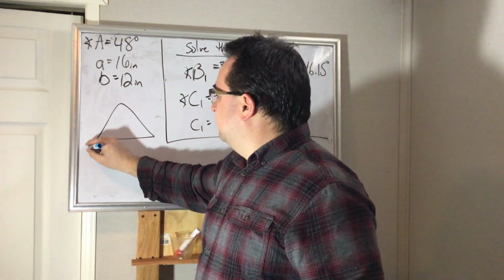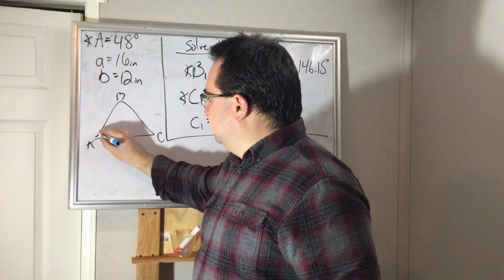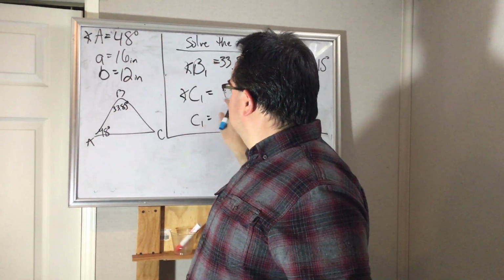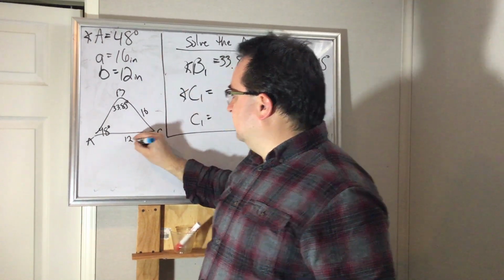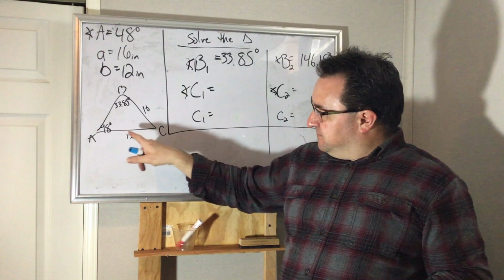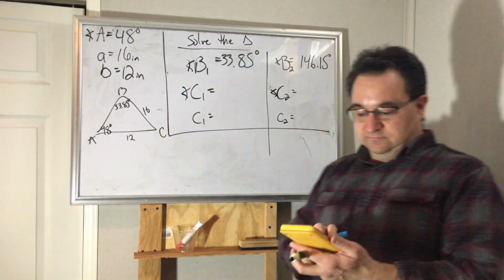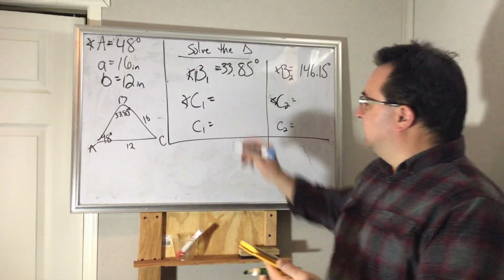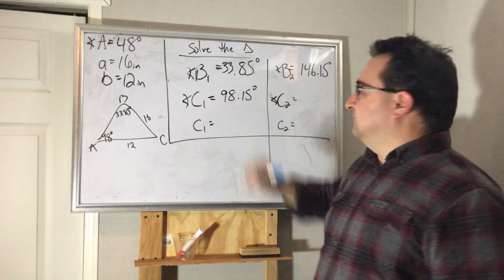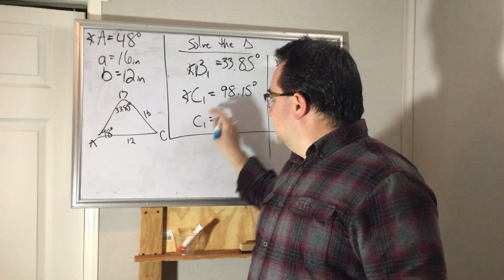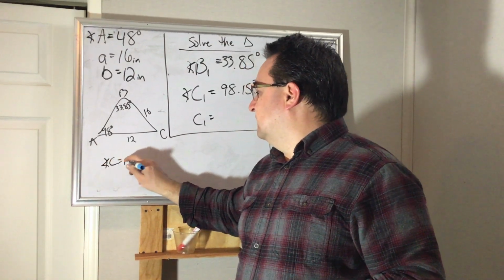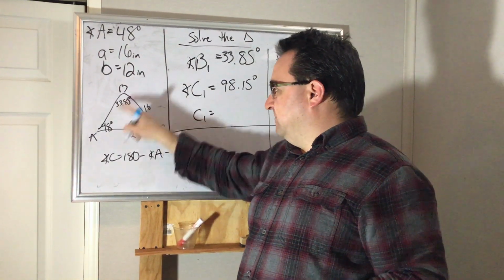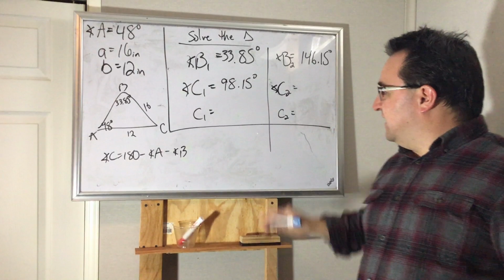if you visualize it, A, B, C, A is 48, B is 33.85, and this is 16 and 12. So this angle's got to be 180, take away those two. So 180 minus 48 minus 33.85, I would get 98.15. Okay, so I found angle C is 180 minus angle A minus angle B.